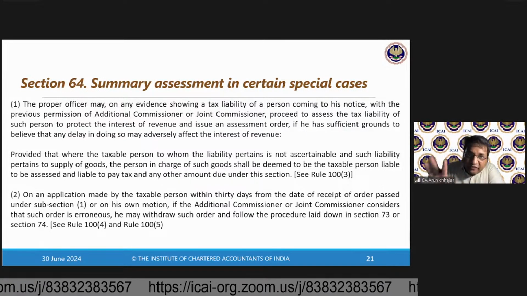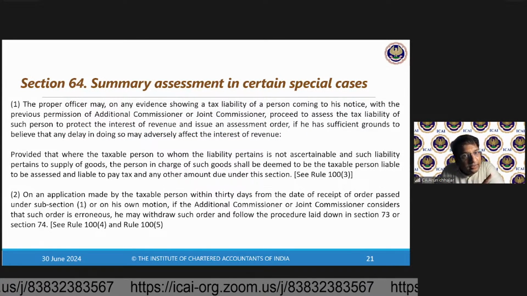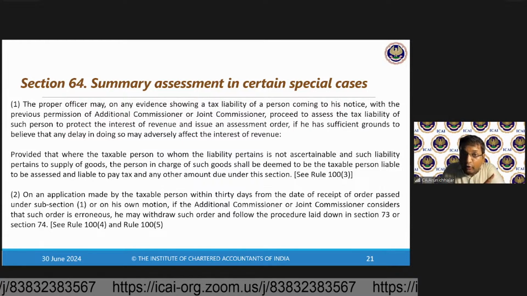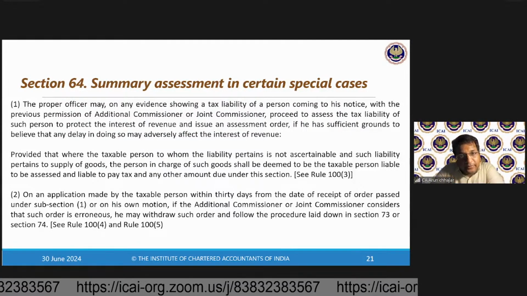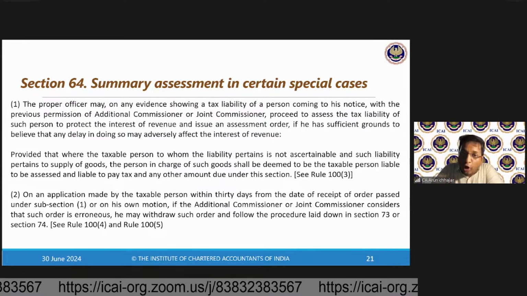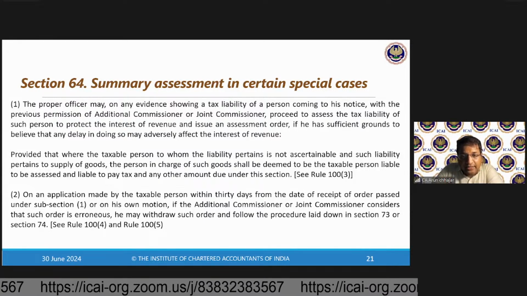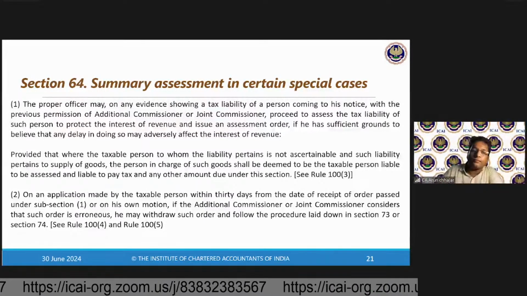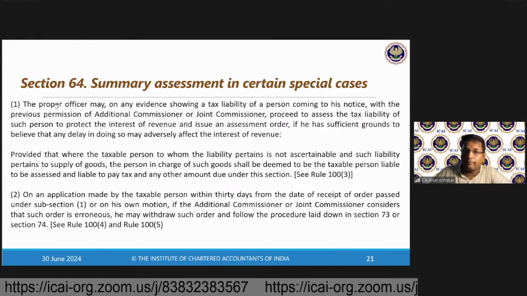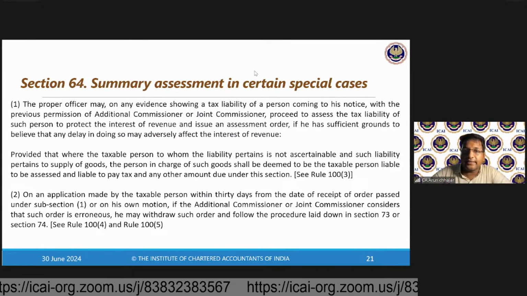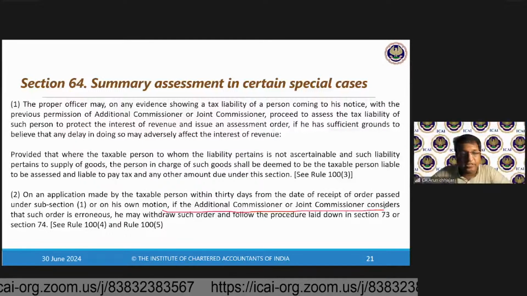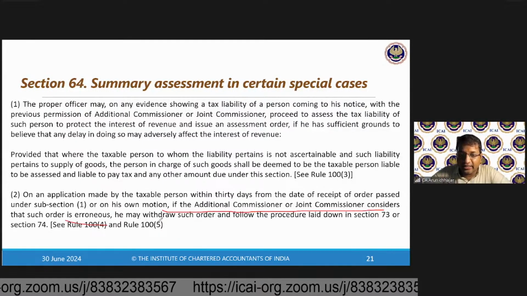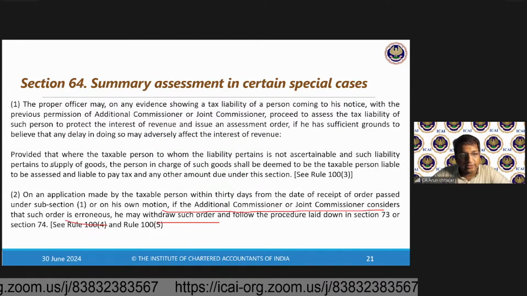But if the taxpayer feels that they have issued it wrongly or have taken it without any logical reason, he can also request the commissioner not to do the assessment in fast track mode. Correct. Then if the additional commissioner or the joint commissioner considers that the order is erroneous, he can withdraw that order, whatever has been given.